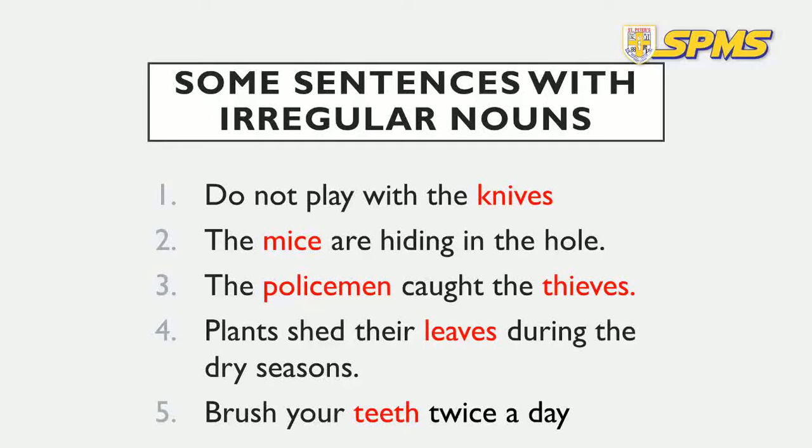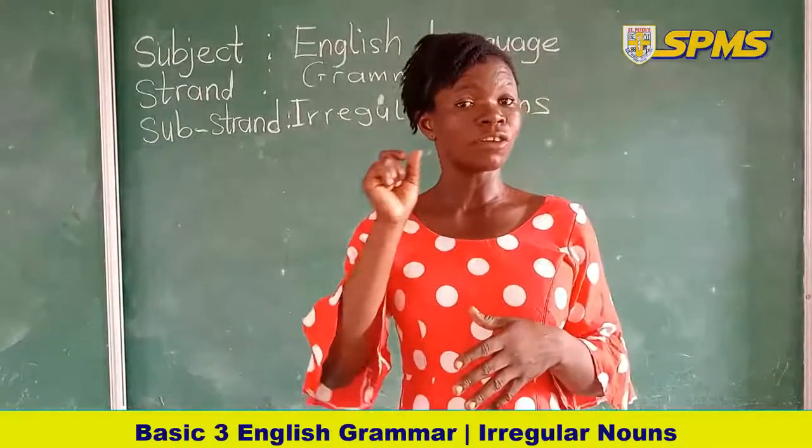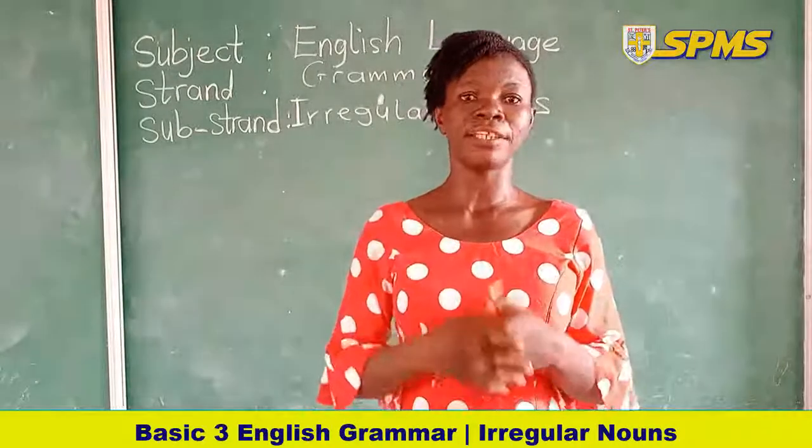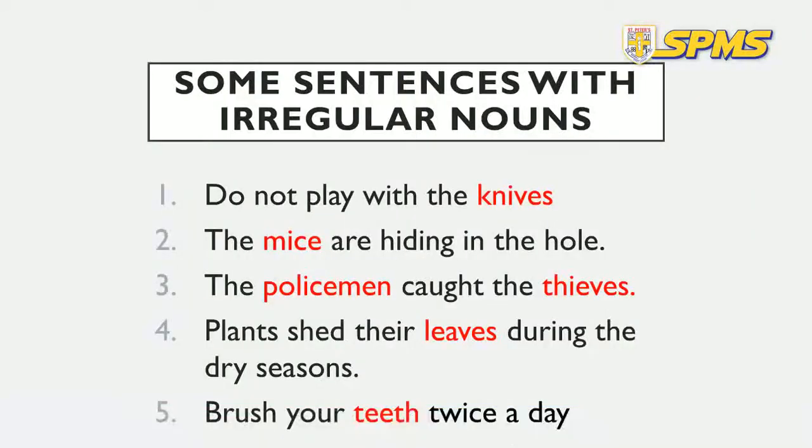Identify the irregular nouns in the sentences that are read and underline them. Write them in your jotter and then underline each of the irregular nouns that you find in the sentences. The first one, what's the irregular noun there? Knives. The second one, mice. The third one, policemen. Is that the only one? No. There is what? Thieves. Thieves is also an irregular noun. The next one, leaves. And the last one, teeth.